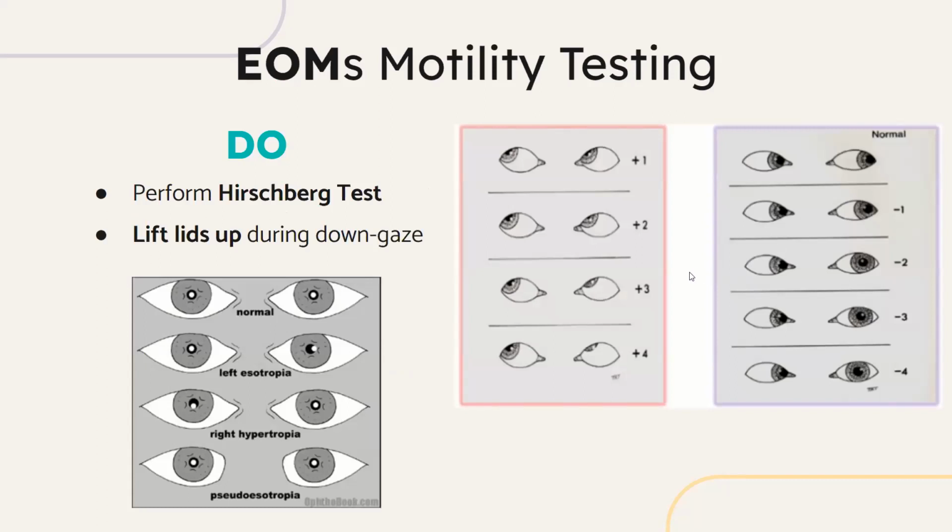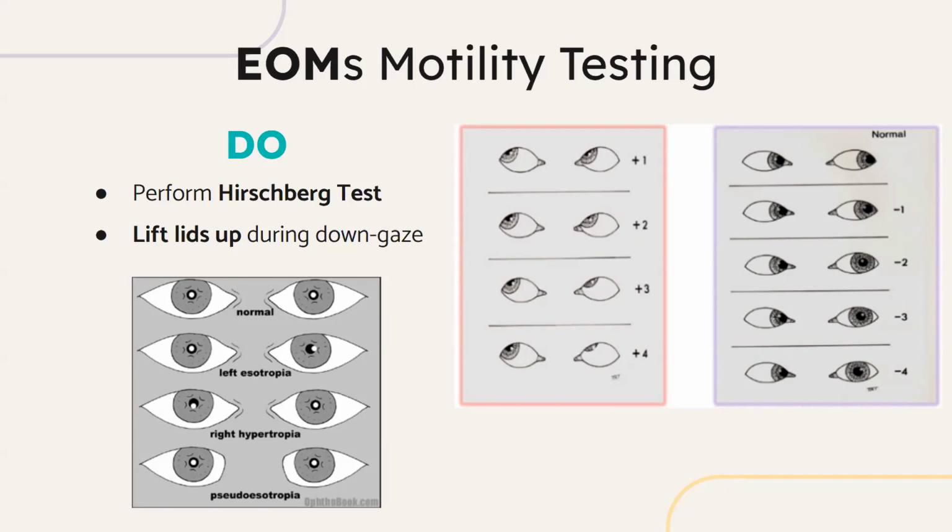So when testing for extraocular muscles, yung EOMs natin, mga do's is to perform the Hirschberg or yung pupillary light reflex. So this is a quick test in order to tell if the patient is orthoptic sila sa primary gaze, wala silang strabismus. And also when you're looking for the extraocular limitations during down gaze, always remember to lift the lids up para makita mo talaga yung pupil. Kasi pag nakatingin siya sa baba, yung lids nila nakababa din. So you need to lift those.